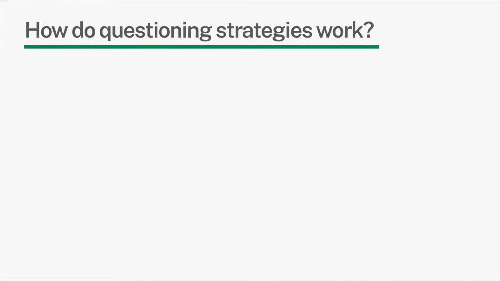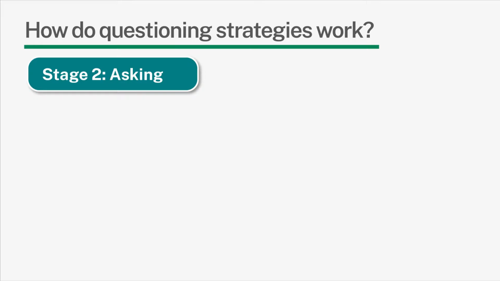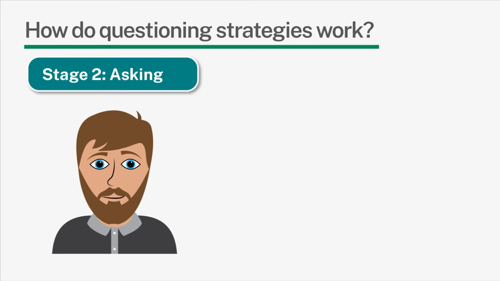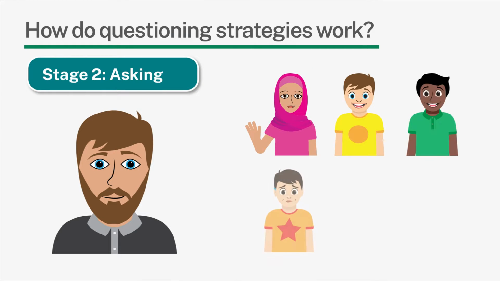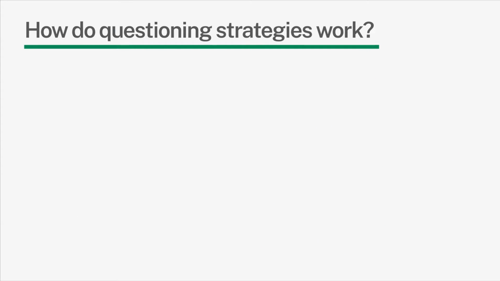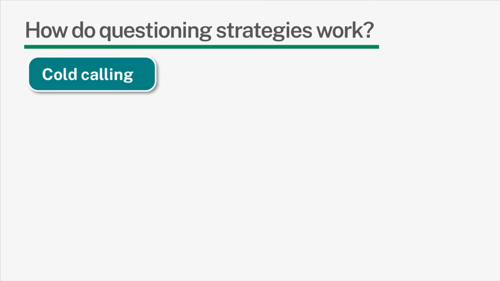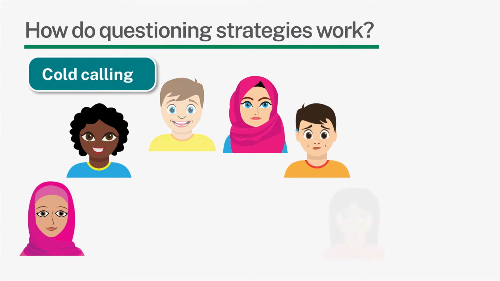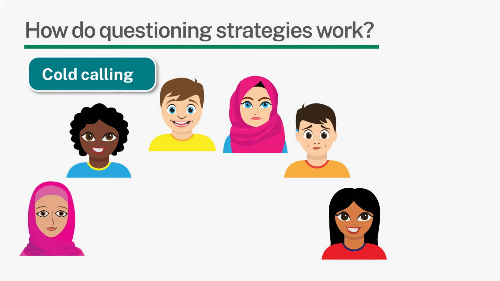The second stage is asking questions. Here, teachers need to consider how and to whom questions will be posed. All learners, even those who are new to English, should be included in questioning activities. One way to do this is by cold calling. Here, a teacher randomly or intentionally chooses whom to call upon, ensuring that all learners participate in responding.